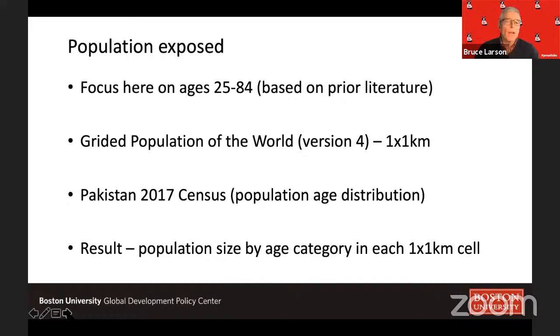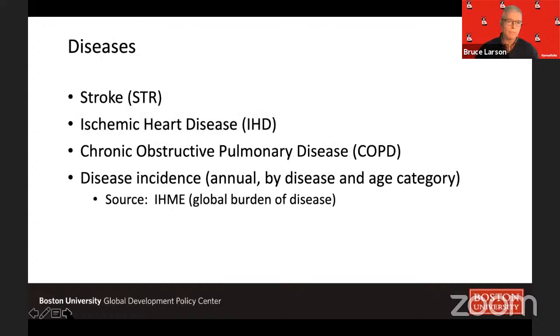Unfortunately, Karachi sits in Sindh province, and while the census will at some point have population age distribution specifically for Sindh province, those data haven't been reported yet. But this information could be updated when those data become available.